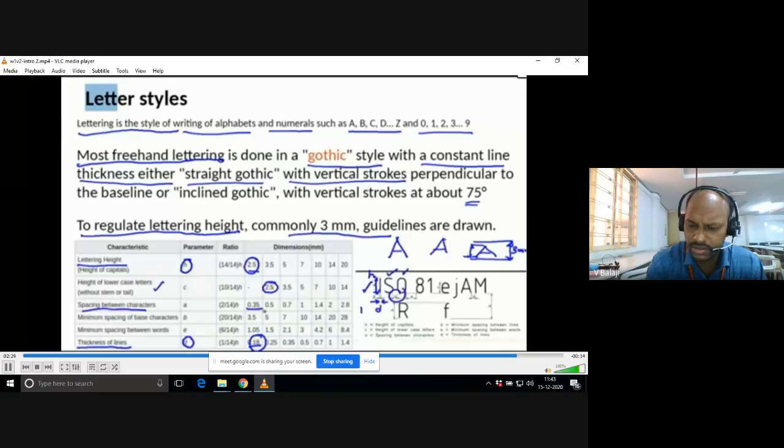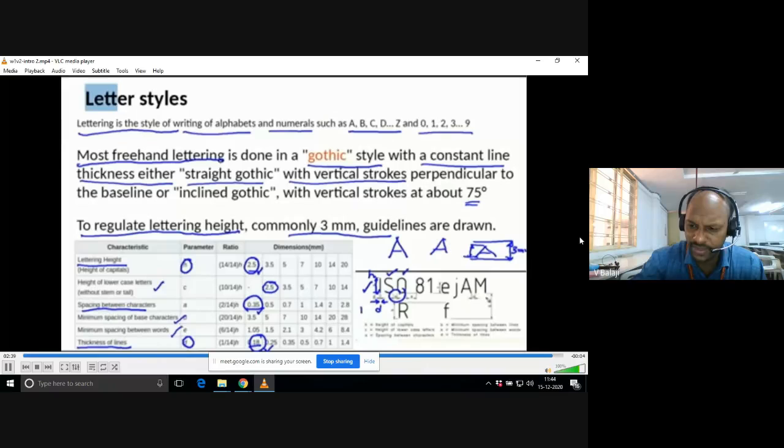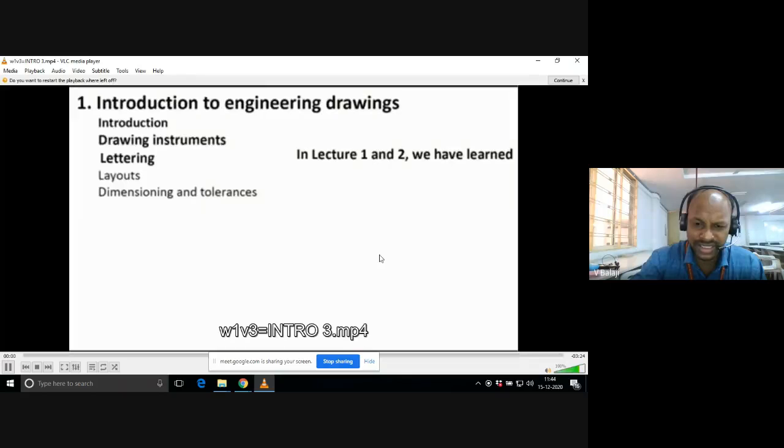So there is no particular standard, but according to the space available and the size of the drawing, you can use the particular height and width of your letters. I would like to go to the further introduction.